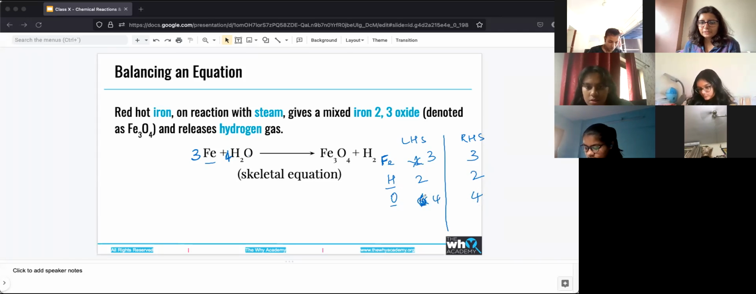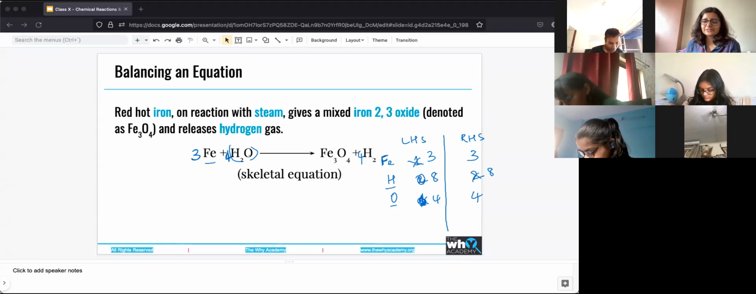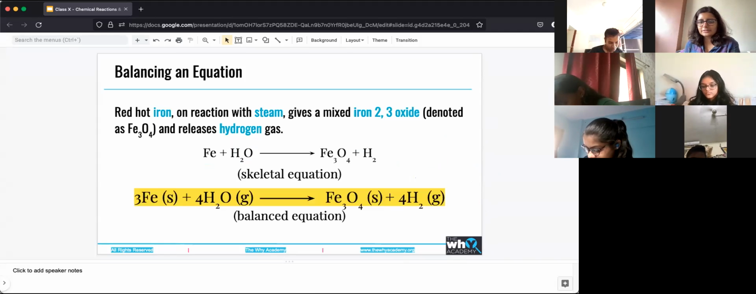But because we multiplied water, and water has both hydrogen and oxygen, hydrogen has gone out of balance now. After multiplying by 4, we have 8 hydrogens here, and here the original 2 were there. Now, how do we balance hydrogen? Since it's lacking on the RHS, we multiply by 4. Right. That's it. Okay, so now this is balanced. So your final equation is this.